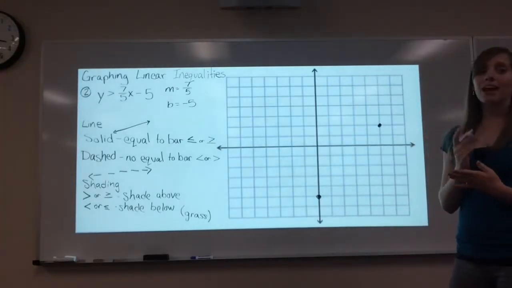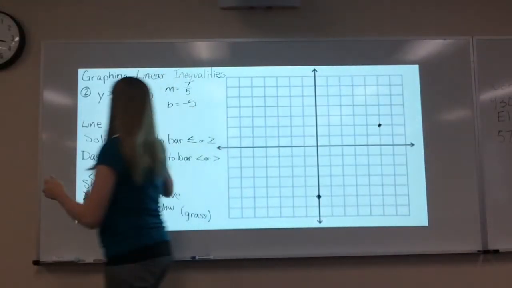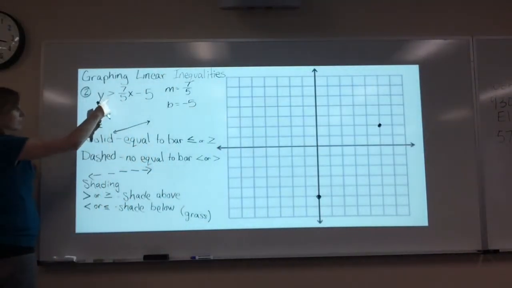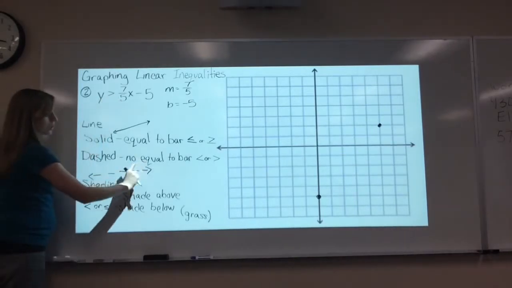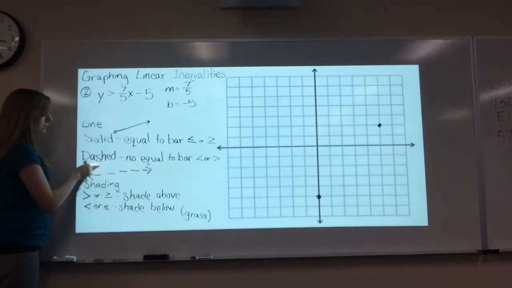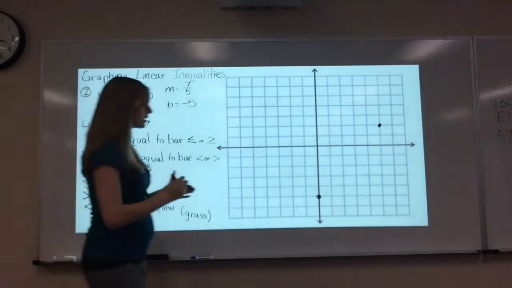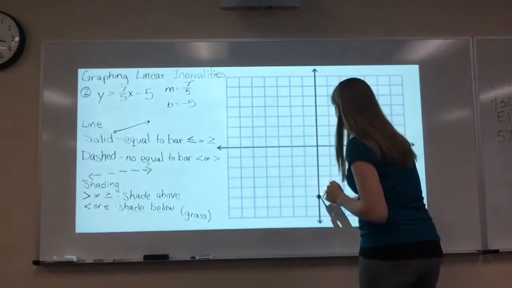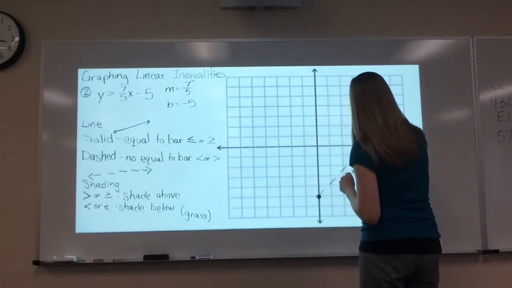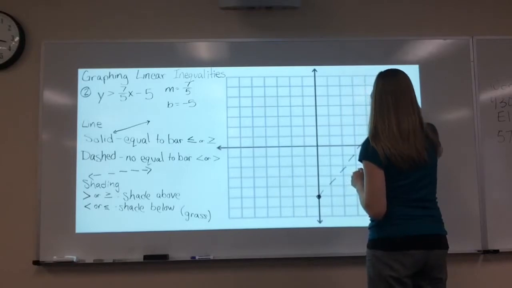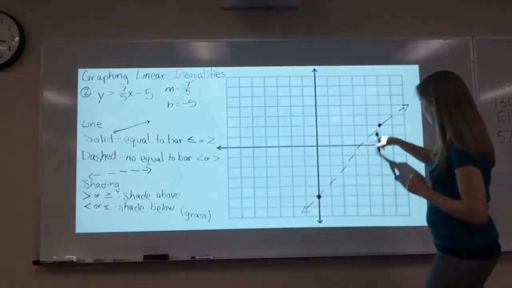This part, remember, we have to pay attention to the inequality sign. In this case, our inequality is a greater than symbol. There is no equal to bar. No equal to bar means we're drawing a dashed line. So we want breaks in this line. So to connect my 2 points, it's still straight, or as straight as I can make it, but there are breaks in between the line, okay?